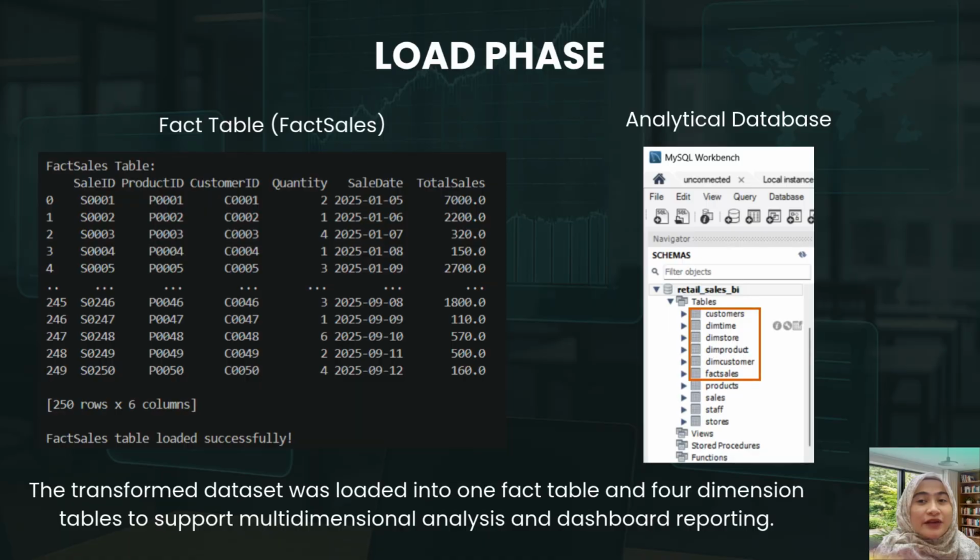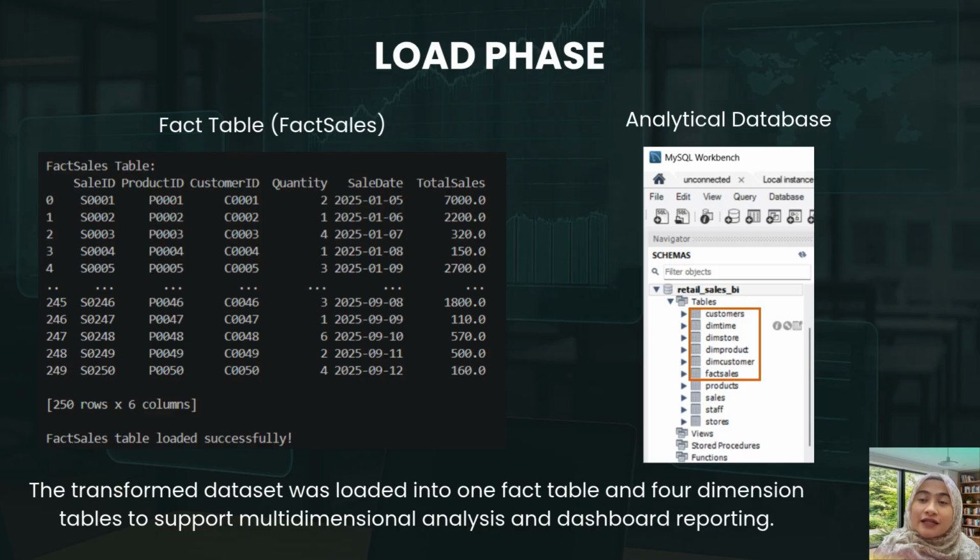Lastly, the final phase is the load phase. After the transformation process was complete, the transformed data set was loaded back into the analytical database. On the left side, we can see the generated fact sales table which contains transaction related information such as sale ID, product ID, customer ID, quantity, sale date, and also total sale.